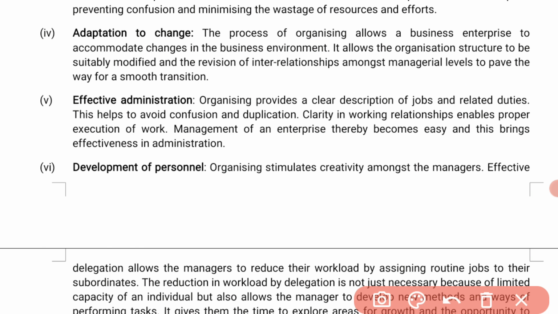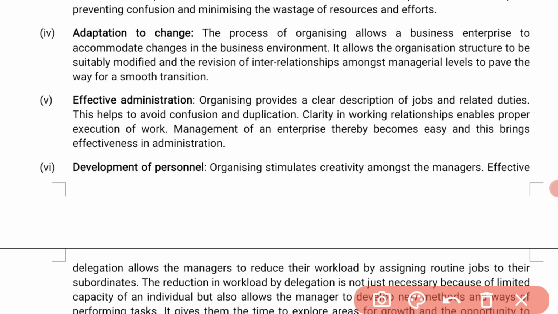It helps to avoid confusion and duplication. Clarity in working relationships enables proper execution of work, which we can say is how effective administration is to be handled. Management of an enterprise thereby becomes easy, and this brings effectiveness in administration. If there is a good relationship while working, the work is executed in a correct manner. That makes work easy and effective in an administration.